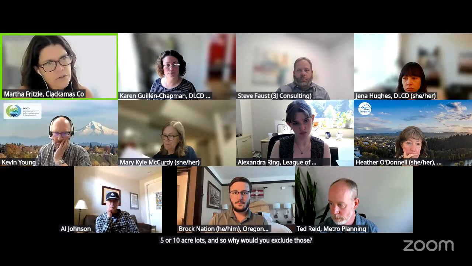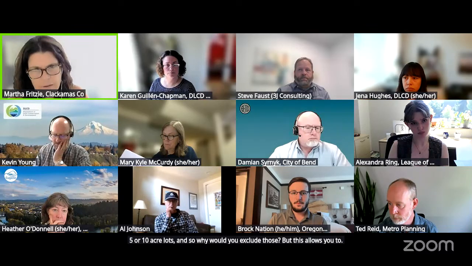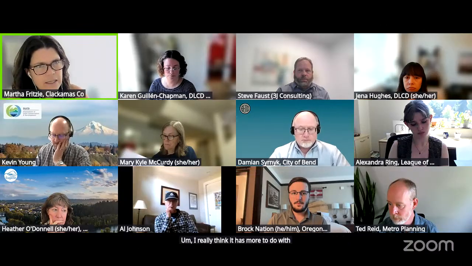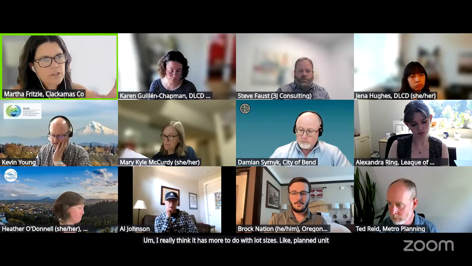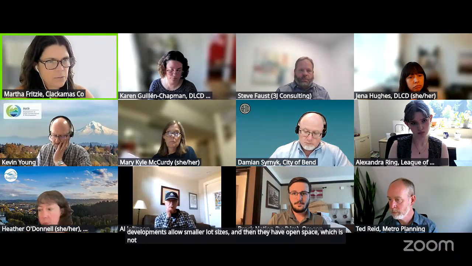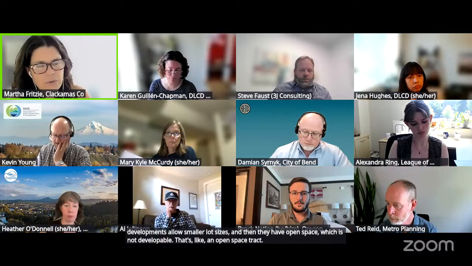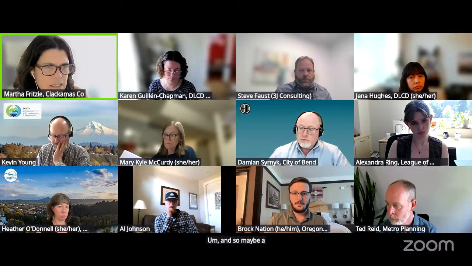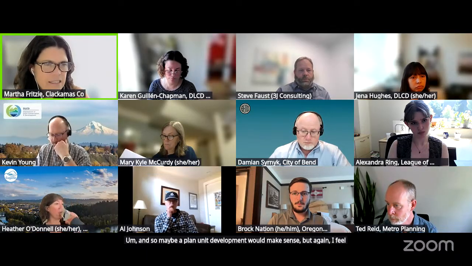But this allows you to. I really think it has more to do with lot sizes. Like planned unit developments allow smaller lot sizes and then they have open space, which is not developable. That's like an open space tract. And so maybe a planned unit development would make sense. But again, I feel like it gets down to lot sizes.